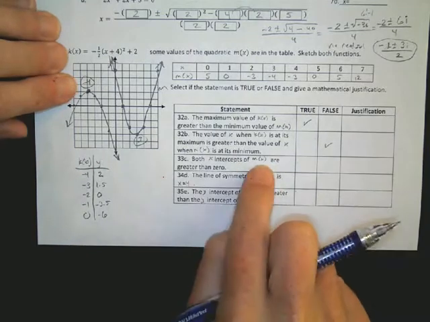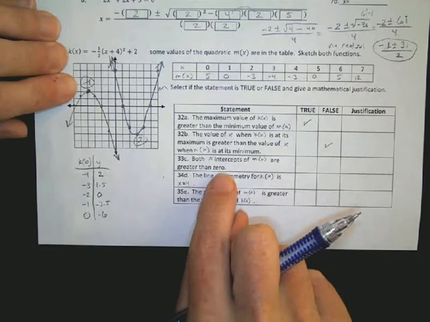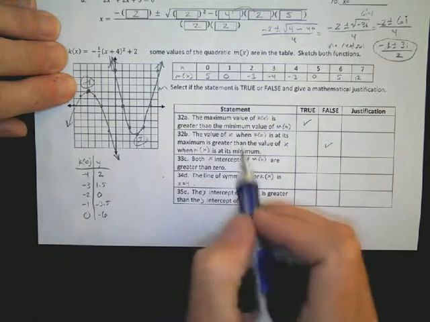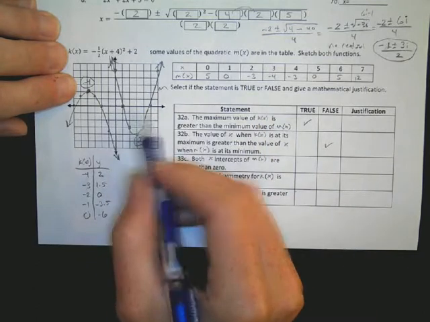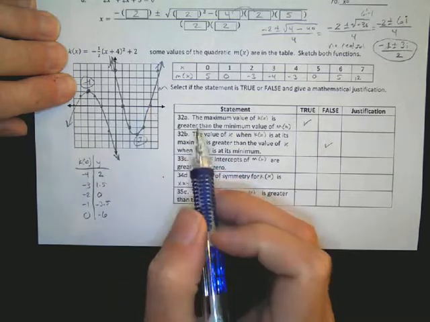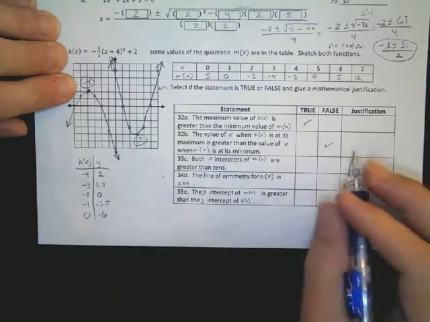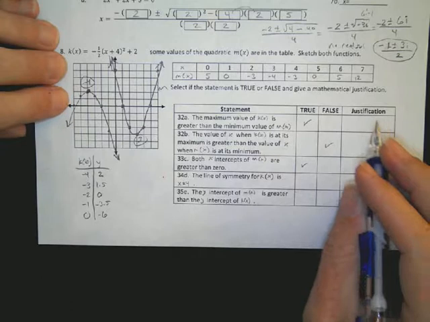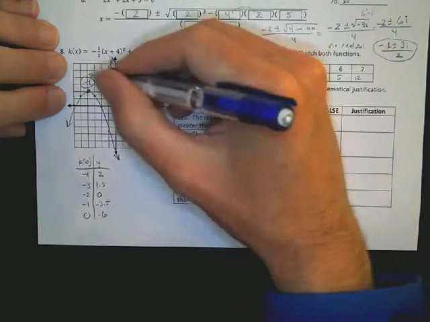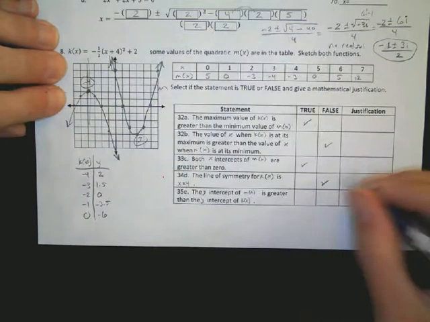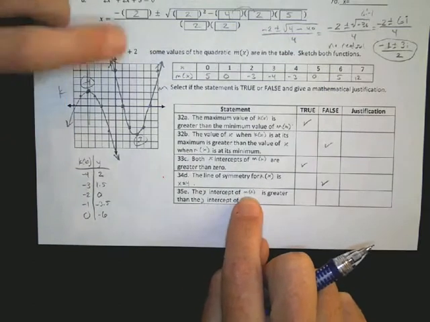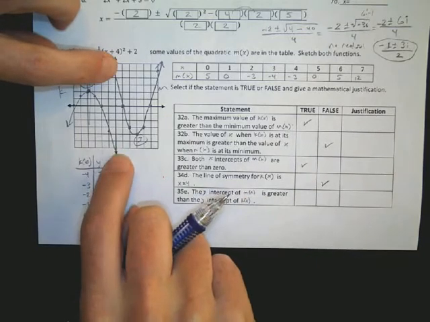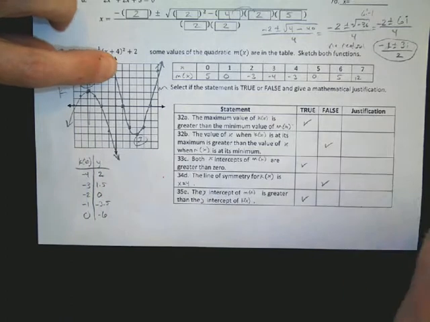Both x-intercepts of m of x are greater than 0. So our x-intercepts are here. We're at 1, and we are at 5. So we're going to say true. They're both bigger than 0. All right. The line of symmetry for k of x is at 4. This is +4. Nope, we're at -4. So that's going to be false. And finally, the y-intercept of m of x is greater than the y-intercept of k of x. Is that greater than that? Yes, that is true. All right, so that's what I got for those solutions there.